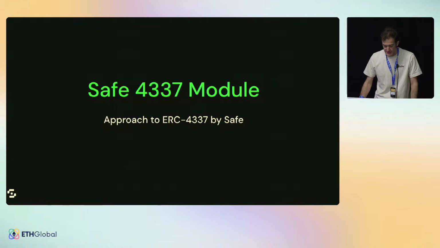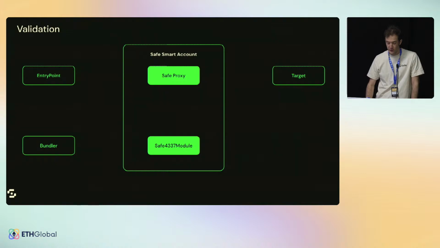So let's see now how the SAFE4337 module works together with the account and also the other actors. Here we can see, first of all, the validation step. Later we will see the execution step. We can see the different actors in the 4337 ecosystem. We have the bundler, the entry point, an account, in this case the Safe Smart account, and then we have a target depending on the user operation and the transaction that is executed.